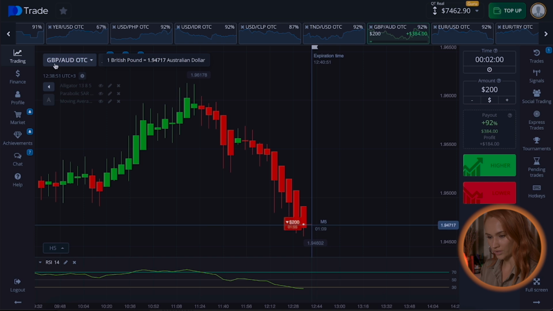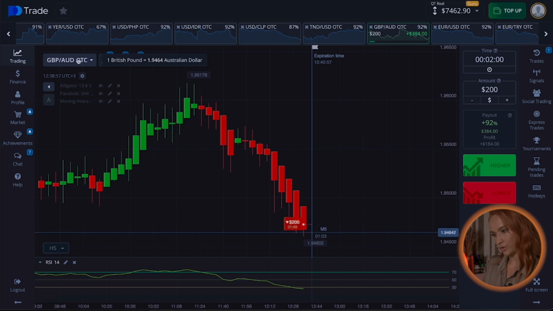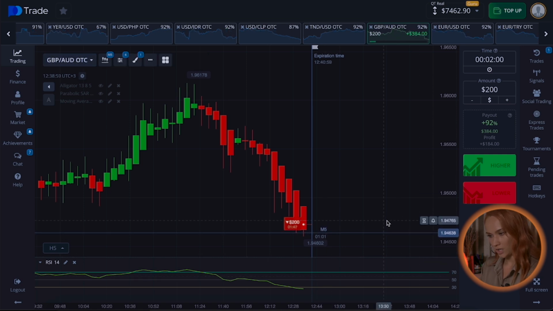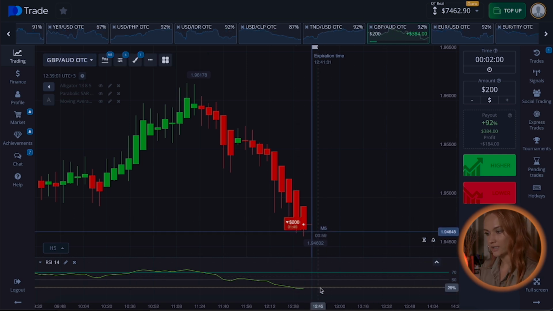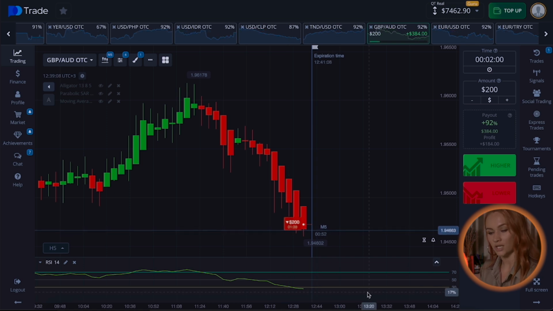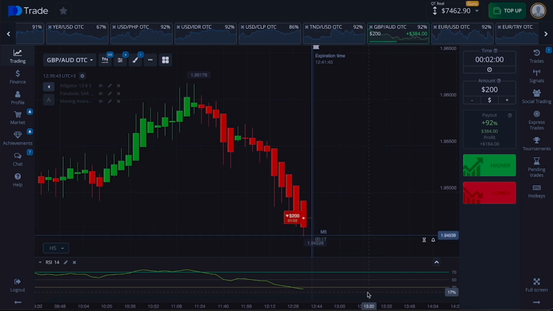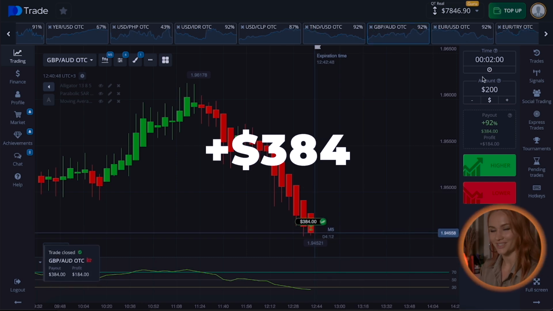I opened the British pound Australian dollar currency pair for sale for 2 minutes. We see that the RSI has entered a bear zone, so I open a sell deal. Let's see. Great, the deal went well.